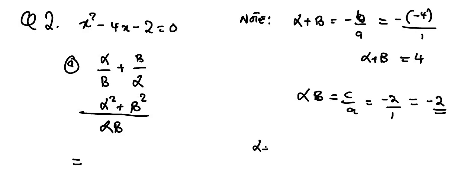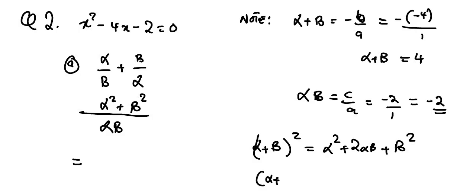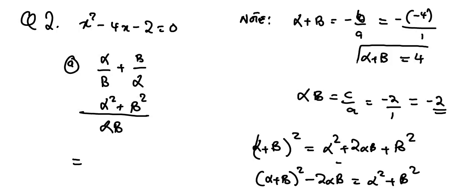So if I give you alpha plus beta and then square it, this is the same as alpha squared plus 2 alpha beta plus beta squared, meaning alpha plus beta squared minus 2 alpha beta is the same as alpha squared plus beta squared. The reason why we're doing this is because there is no direct substitution that can give us alpha squared and beta squared.